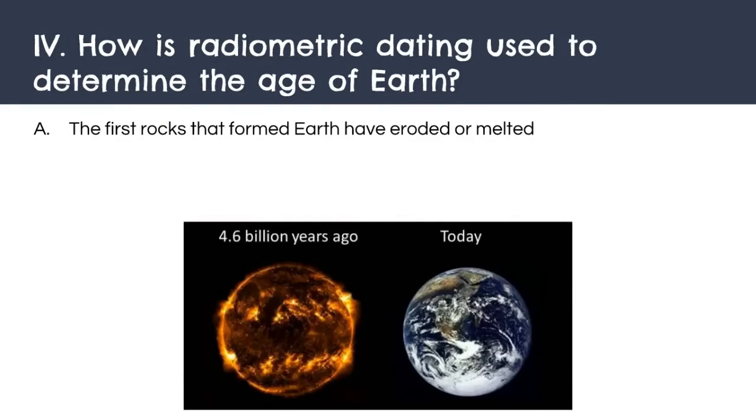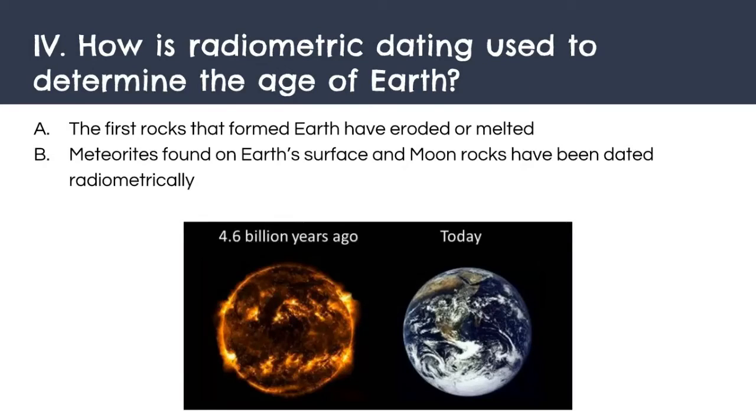How does radiometric dating determine the age of the Earth? Well, the first rocks that formed Earth are gone. They have either eroded away or they have been recycled back down into the asthenosphere. So we need to know how old the Earth is, but we've got to figure it out in a different way.